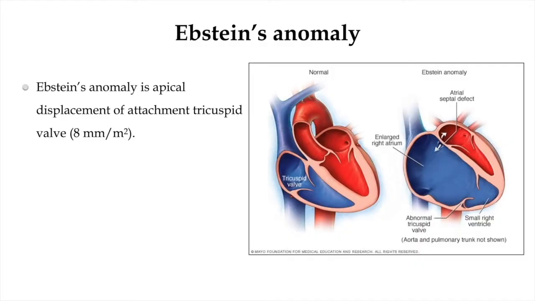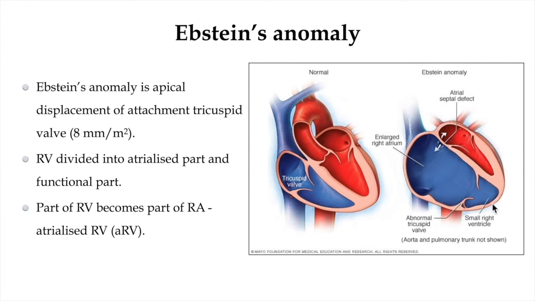Ebstein's anomaly. It is an anomaly where the apical displacement of the attachment of the tricuspid valve is more than 8 mm per meter square distal to the mitral valve attachment. So this is the normal attachment of the mitral valve, and this is the tricuspid valve. You can see in the second image there is an apical displacement of the tricuspid valve attachment. Usually the septal and the posterior leaflet of the tricuspid valve take part in Ebstein's anomaly.